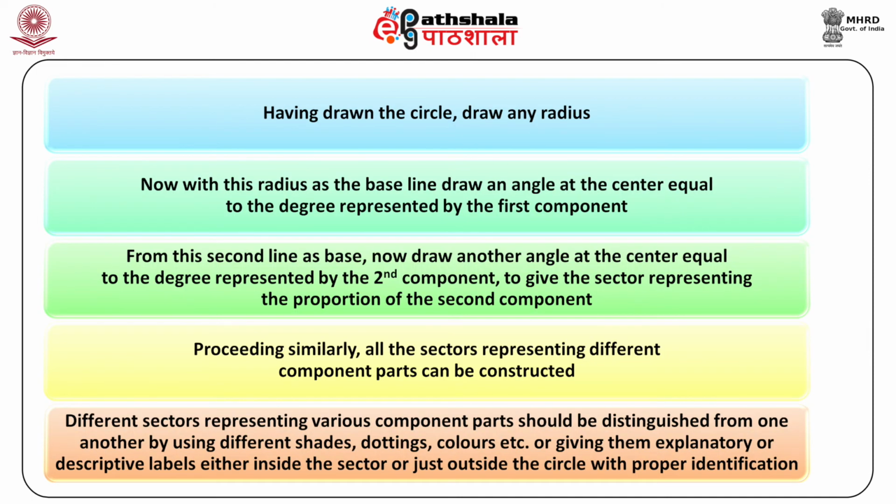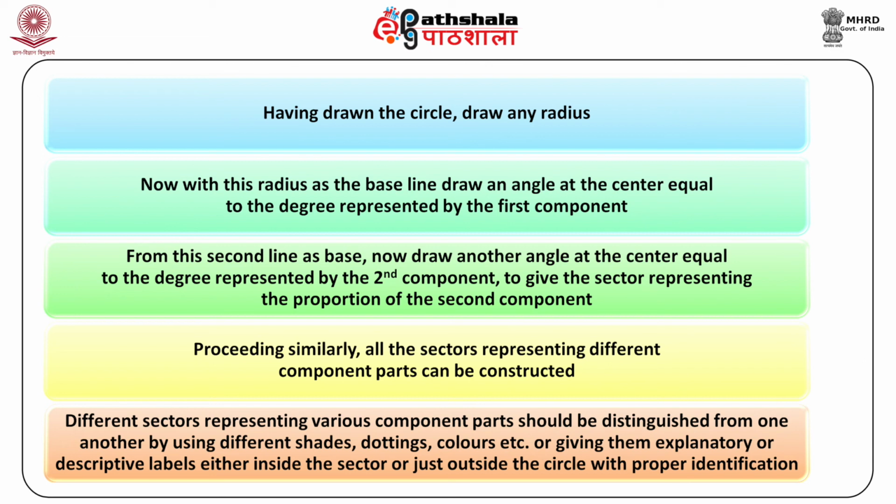Having drawn the circle, draw any radius. Now with this radius as the baseline, draw an angle at the center equal to the degree represented by the first component. From this second line as base, now draw another angle at the center equal to the degree represented by the second component to give the sector representing the proportion of the second component. Proceeding similarly, all the sectors representing different component parts can be constructed.